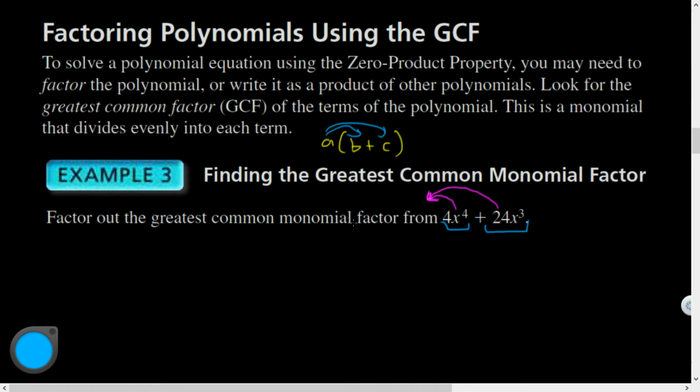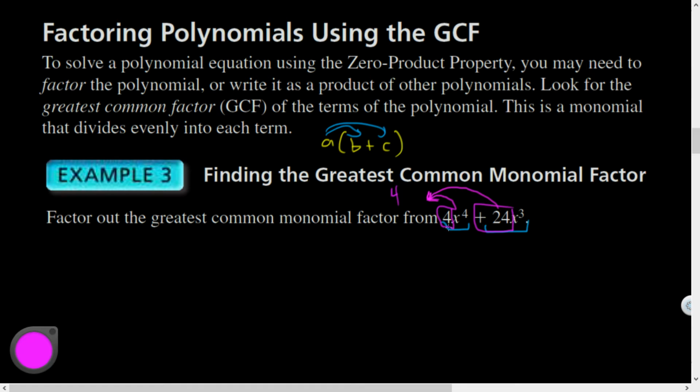Well, let's show you how this works. To find a common factor that I could steal from these, let's look just at their coefficients first. Between the number 4 and the number 24, what is a common factor? What is a number that goes into both of those? 4. And that's the greatest common factor too. 2 goes into both of those, but it's not as big as 4. So I'm going to steal a 4 from each of these.